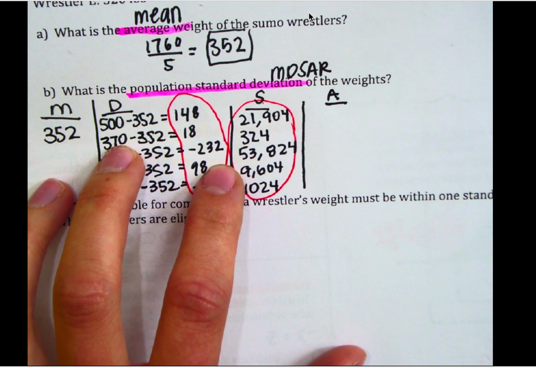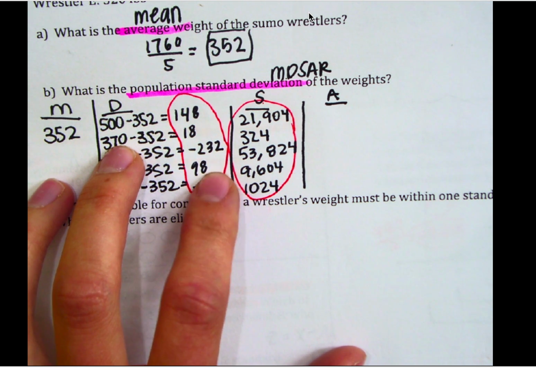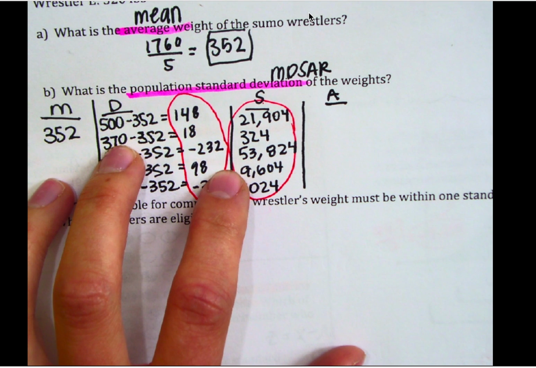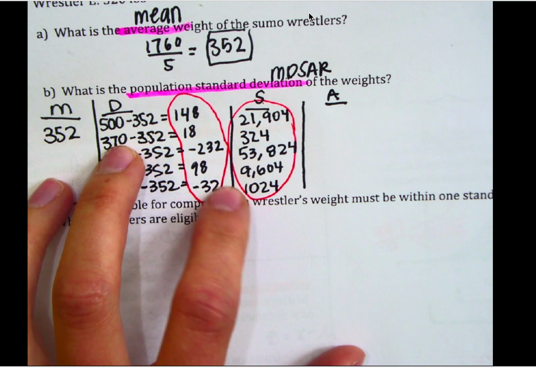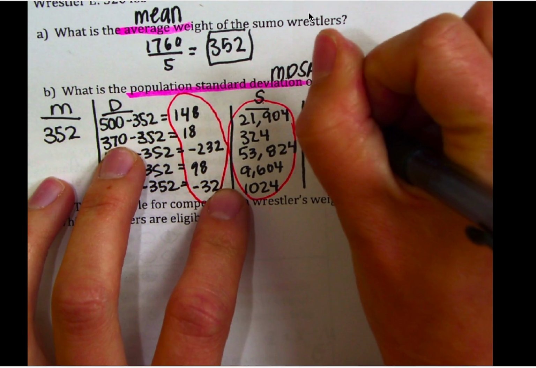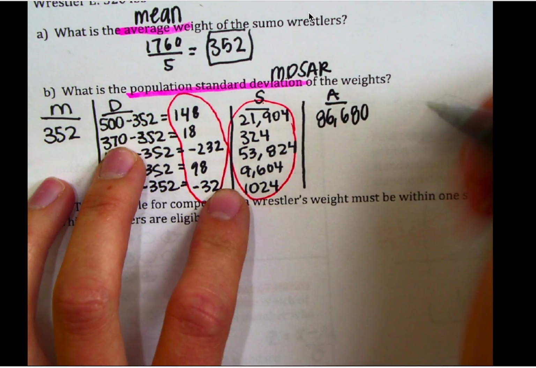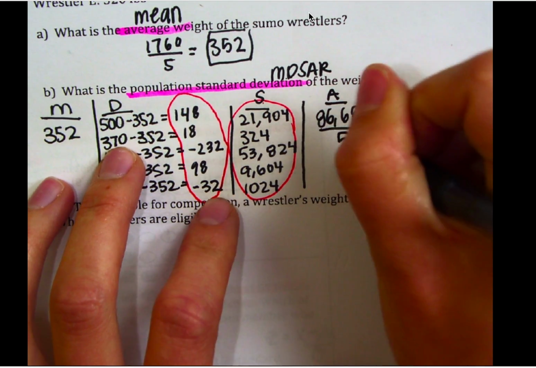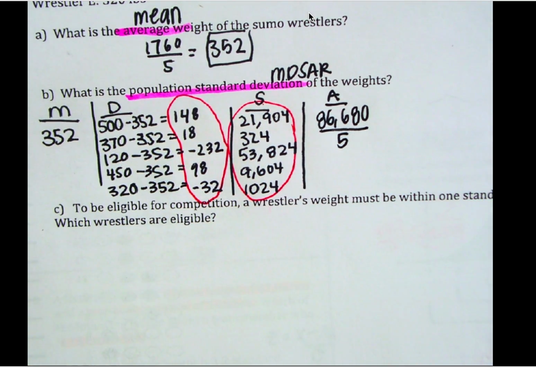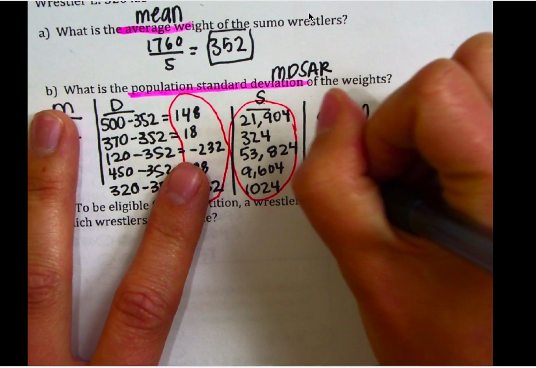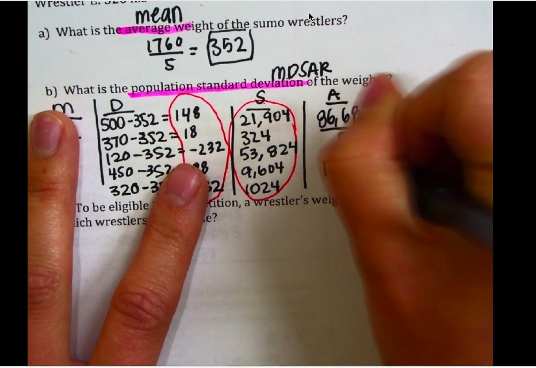Ooh, let me double check that. Plus 53, plus 9,604, plus 1,024. That's going to give me 86,680, but I need to divide that by 5 because there's 5 values. And when I do that, I get an answer of 17,336.